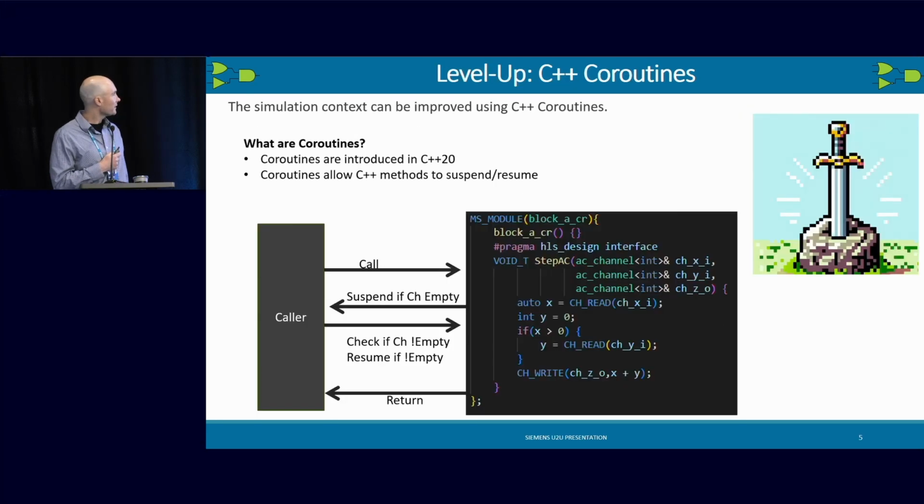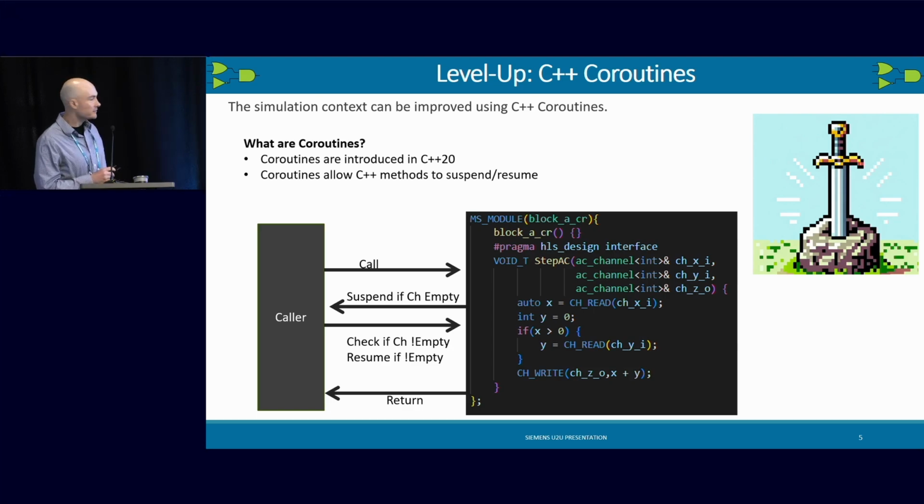And so let's look at now how we're going to address the problem. So enter C++ coroutines. The simulation context we found can be improved using C++ coroutines. And so what are coroutines? Coroutines are part of the standard introduced in C++20, and they allow methods to natively suspend and resume. For example, without coroutines, a caller would call a function, that function would execute, run to completion, and return.